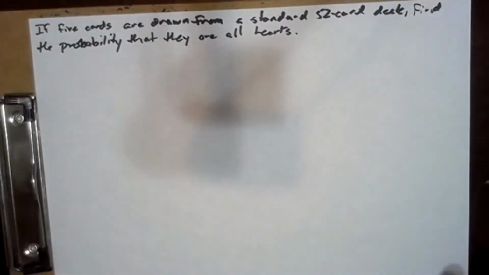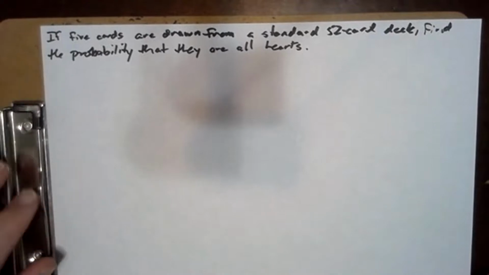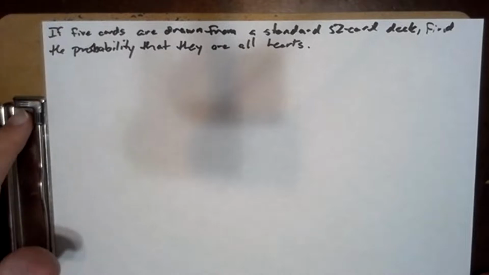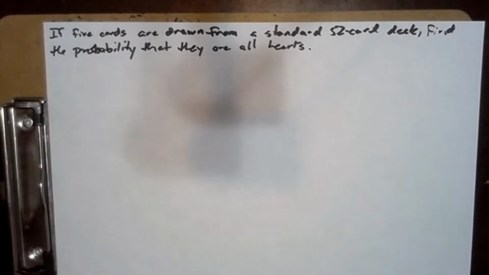If 5 cards are drawn from a standard 52-card deck, find the probability that they are all hearts. Okay, so this gets a little more complicated. We want to know the probability of drawing 5 hearts from a 52-card deck. And the way to do that is figure out how many ways there are to draw 5 hearts, and then the total number of hands that we can draw.